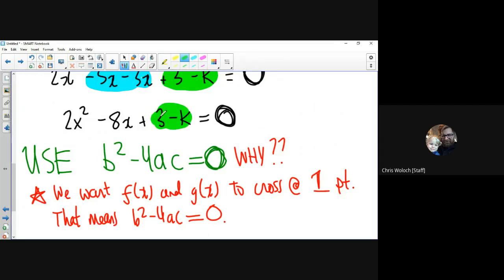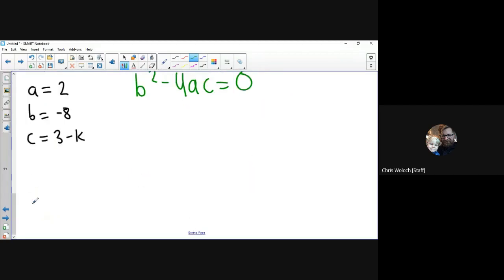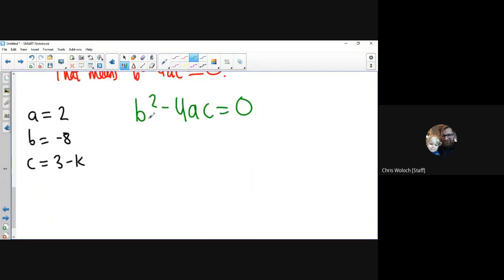Because again, the K isn't an X. It doesn't have an X attached to it, so I can't put it with the B value. The K also doesn't have an X squared attached to it, so it can't be part of the A value. So my C value is 3 minus K. And then now, hopefully, you'll kind of notice, if you haven't, why this is going to help. Because now I have an equation that I'm going to be able to solve.